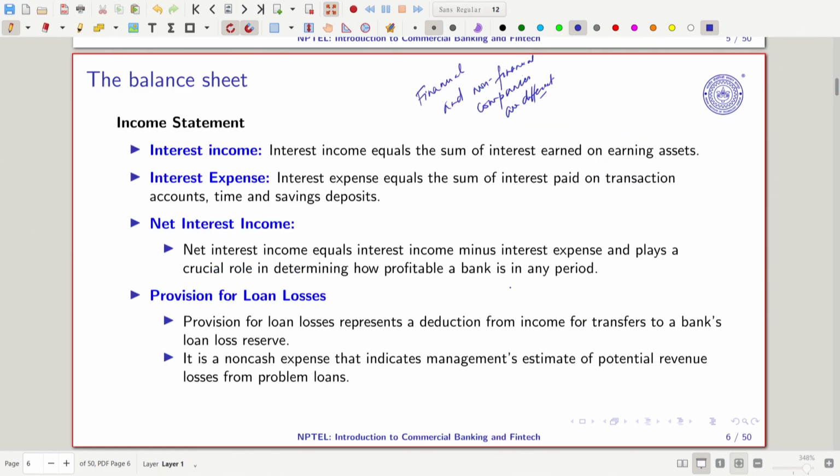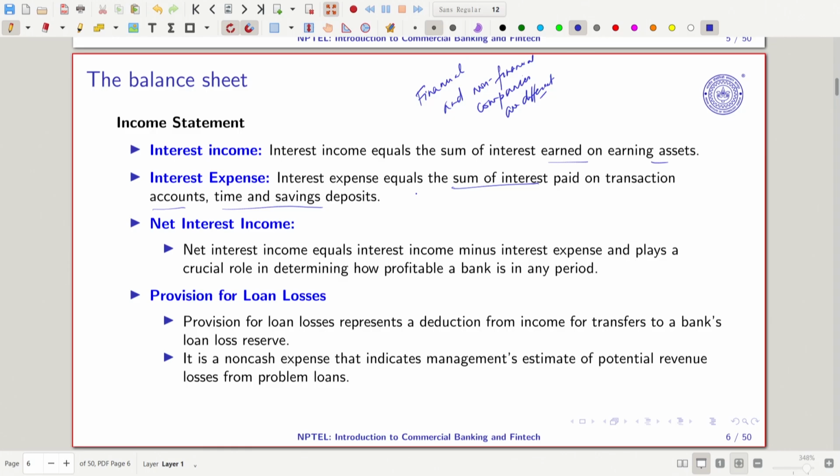Now here we have interest income, which equals the sum of interest earned on the earning assets. Interest expense includes the sum of interest paid on transaction accounts, time and saving deposits. So interest income is what the bank gets, maybe from loans and other things. Interest expense is what you pay back, on transaction accounts and saving deposits, the rate of interest that you pay. So net interest income is how much you get and how much you pay.